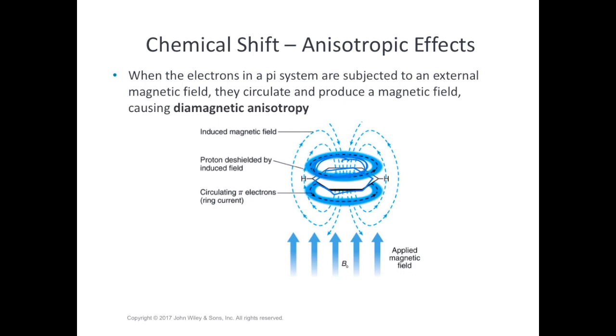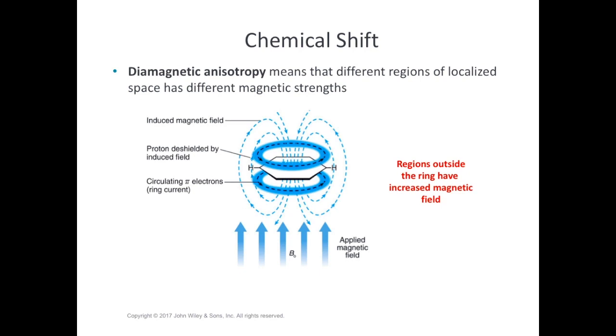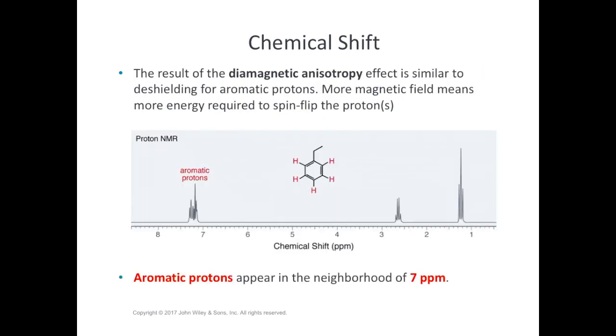are exposed to an external magnetic field, they start to circulate, and that produces its own magnetic field. So as a result, the protons that are here on the outside of the ring experience the external magnetic field plus this induced magnetic field. And as a result, they are further de-shielded by this induced magnetic field. As a result, these protons will show up downfield. So these hydrogens in red are showing up here past 7 ppm.